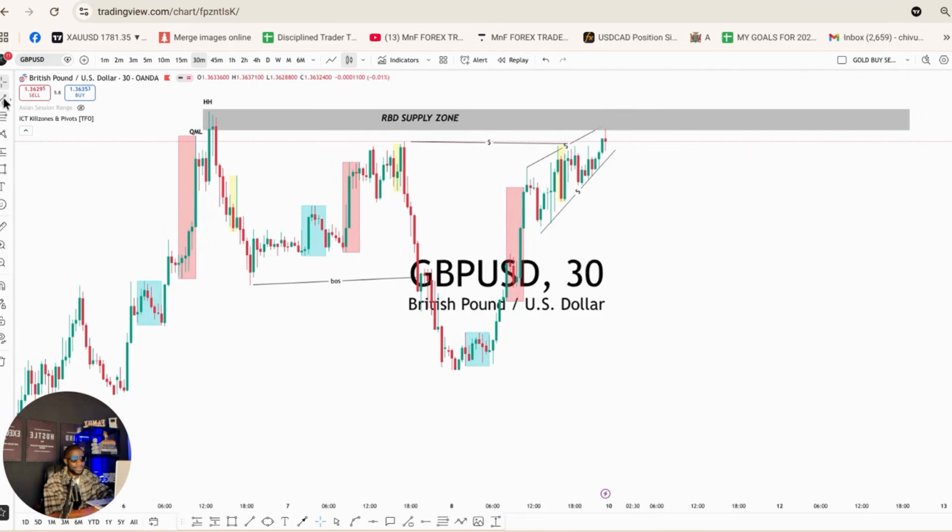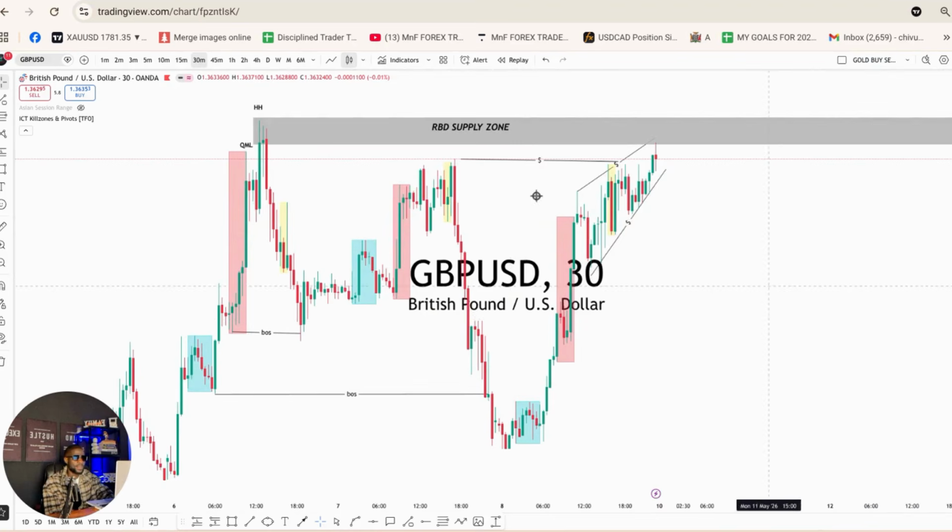All right, and then what do we have here? We have a break of structure here, and then we also have another break of structure here. Then we've had another break of structure somewhere here. This is a major one as well. So you can see that the market is clearly showing you that it's going to be bearish. Okay, so you always have to make sure that you do all the things that you're supposed to do.